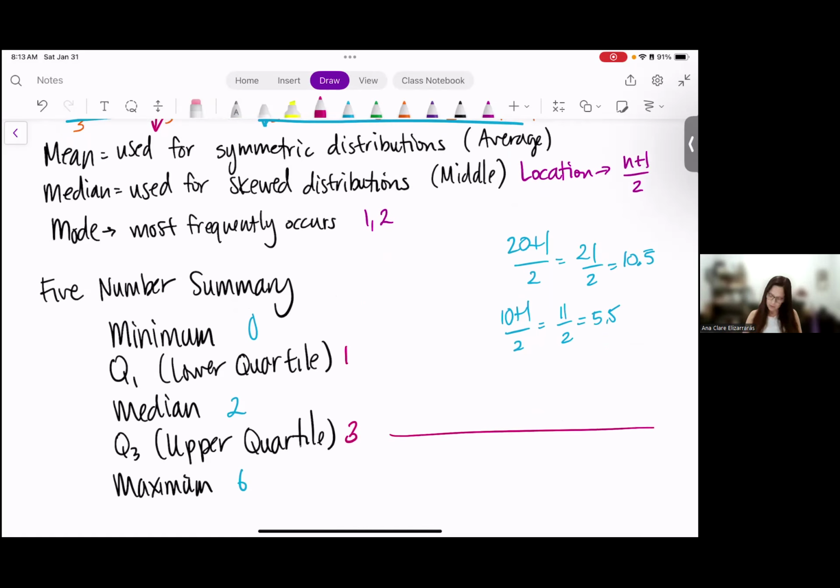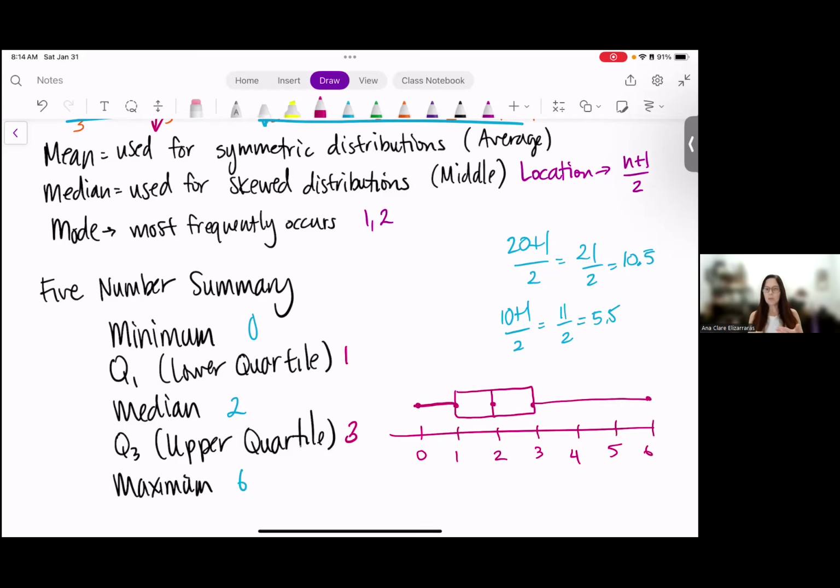You have 0, 1, 2, 3, 4, 5, 6. You make marks for each of the values that are in your 5-number summary. Your box goes from quartile 1 to quartile 3. Your median is a line down the middle, and then you connect your whiskers from the quartiles out.